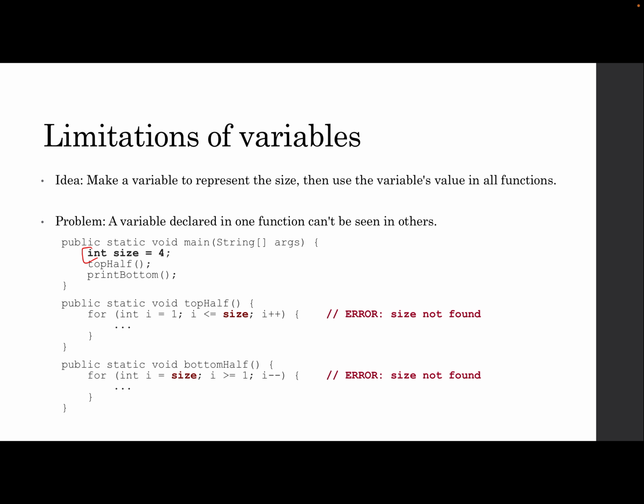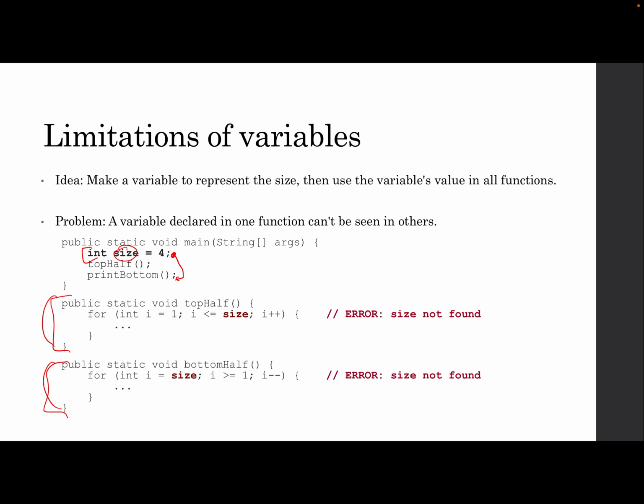So the question is this: can these two functions access the size variable? Can topHalf and bottomHalf use that size variable? The answer to that question is no. They cannot. Even though that variable exists somewhere in our program, it exists right here inside of main, it doesn't exist inside of these functions. So it doesn't exist inside of the topHalf or the bottomHalf. Those functions are outside of the variable's scope. I can only use size inside of this function.